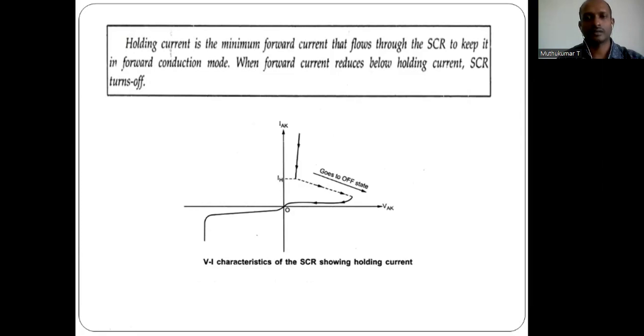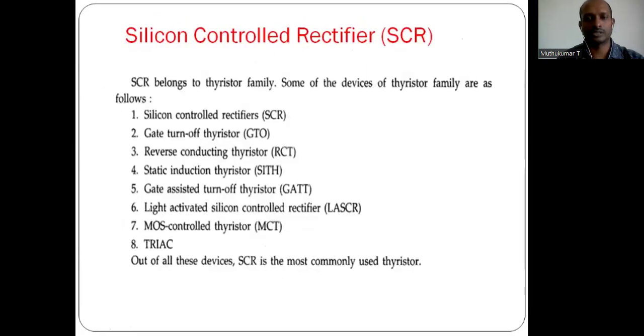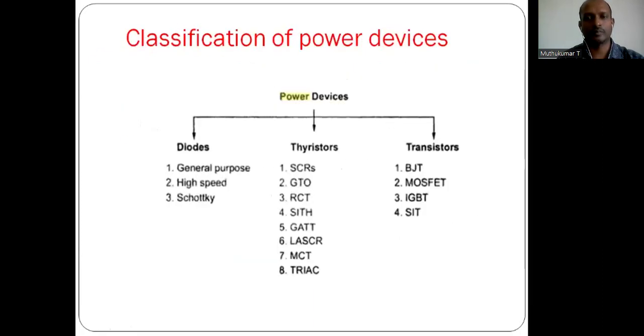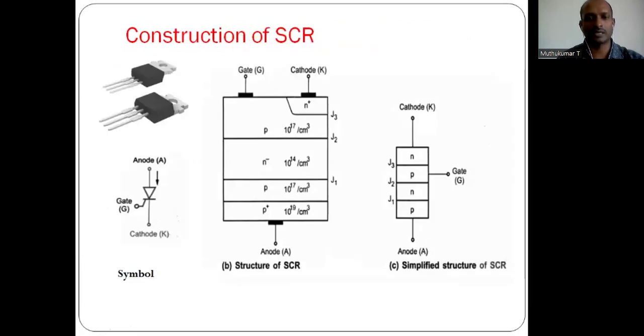So I'm going to conclude my session. SCR is one of the important devices in the thyristor family. It is a 4-layer, 3-junction, 3-terminal device with anode, cathode, and gate terminals. The gate signal controls the output voltage. With the help of controlling the gate signal, we get the required output voltage.